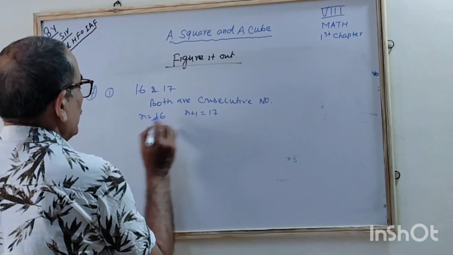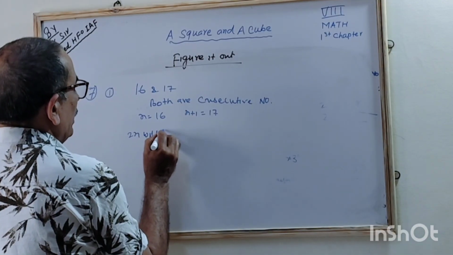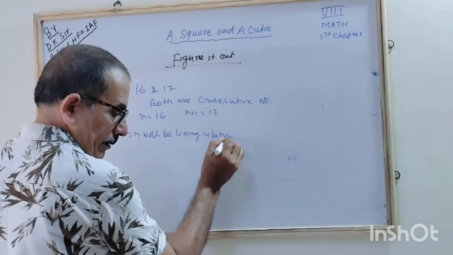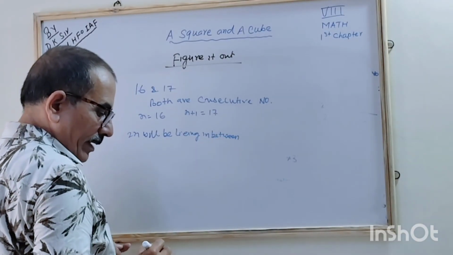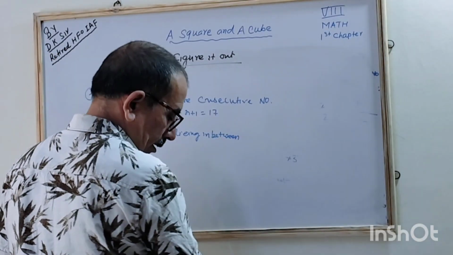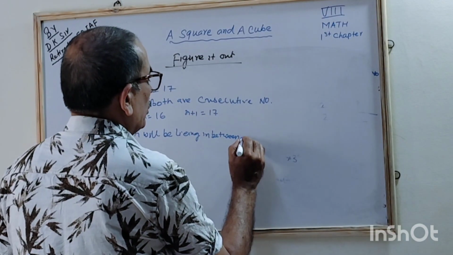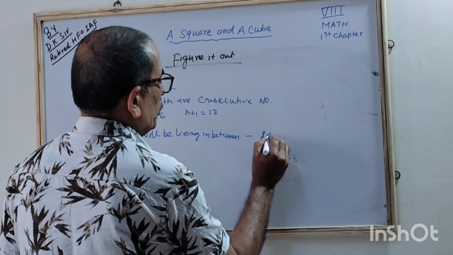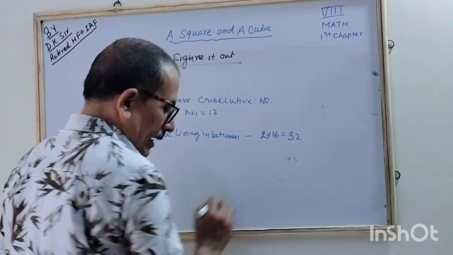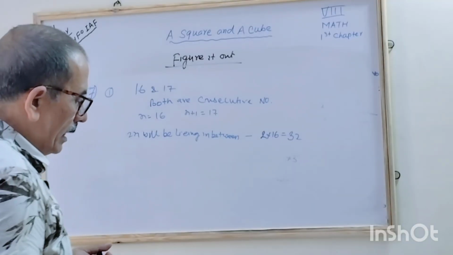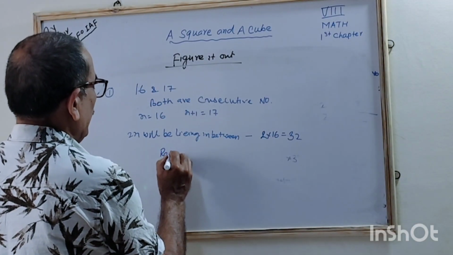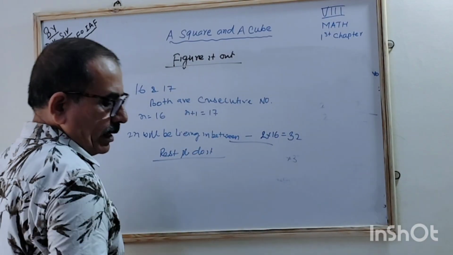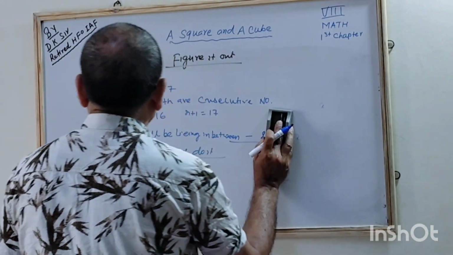The 2n will be lying in between both squares, correct? What will 2n be? 2 into 16, so 32 numbers will be lying in between. That is the answer. The rest, please do it. You understood the formula I have used? Already I have explained much about this.